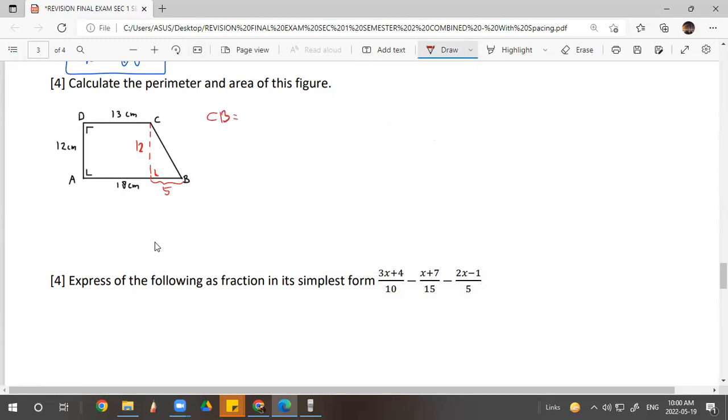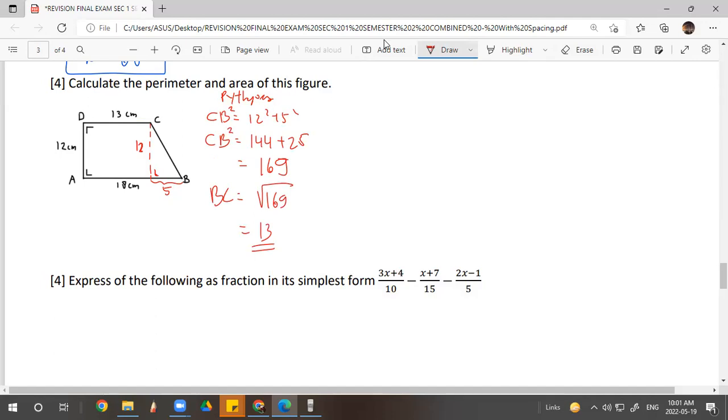So to find CB, you need to use the Pythagoras rule. You put the squares like this: 12 squared plus 5 squared. So it is 5, 12, and 13. I already did the fast way, but if you cannot do the fast way, do it one by one, no problem. We have plenty of time here. 144 plus 25, so 169. So BC or CB, up to you, square root of 169 is 13.